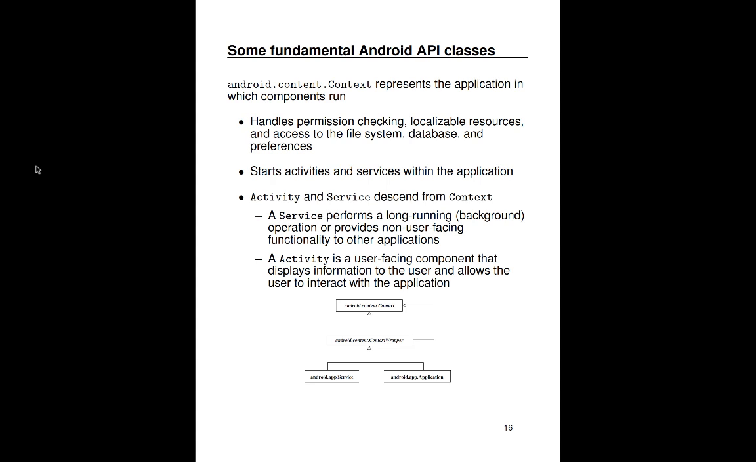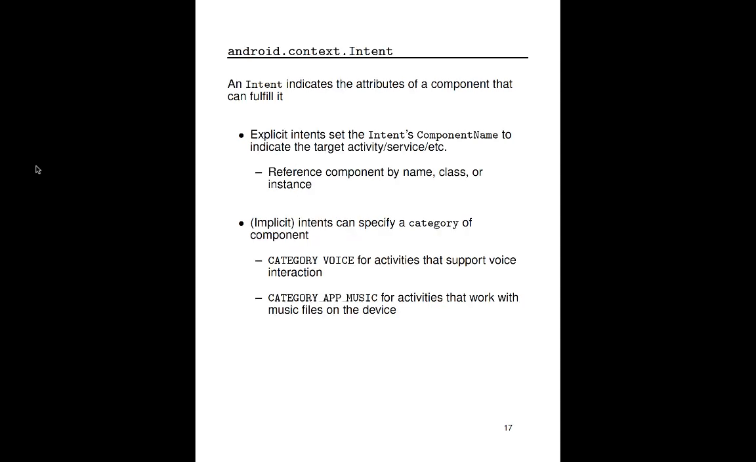Context is also used to start activities, so go from one activity to another, and start services within the application. There are two very important subclasses of Context: Activity and Service. So as we said before, a Service performs some long-running operation in the background or provides some functionality that isn't user-facing. An Activity, though, is a user-facing component, and this is what displays information to the user and allows the user to interact with the application.